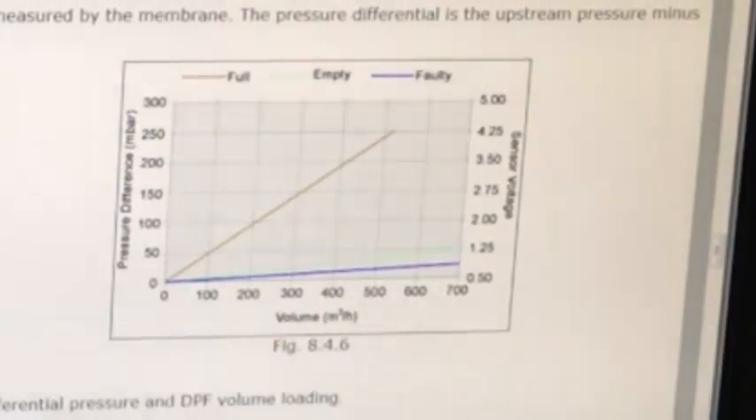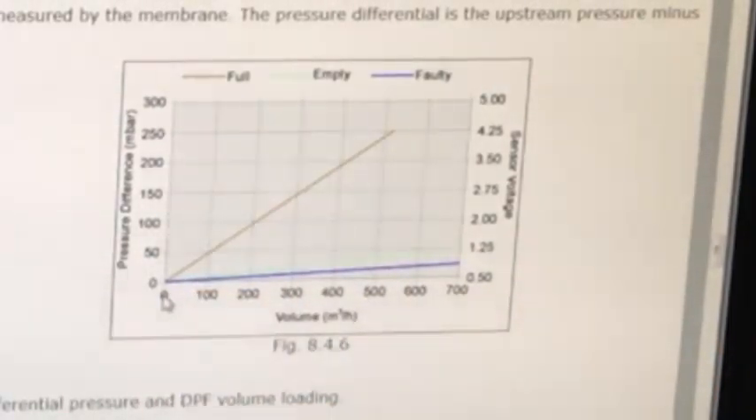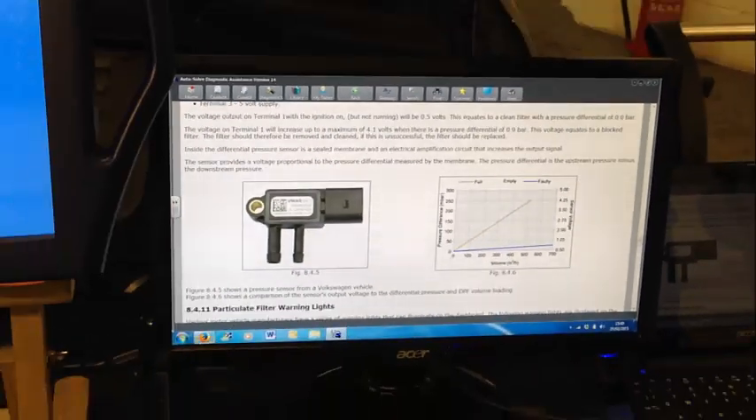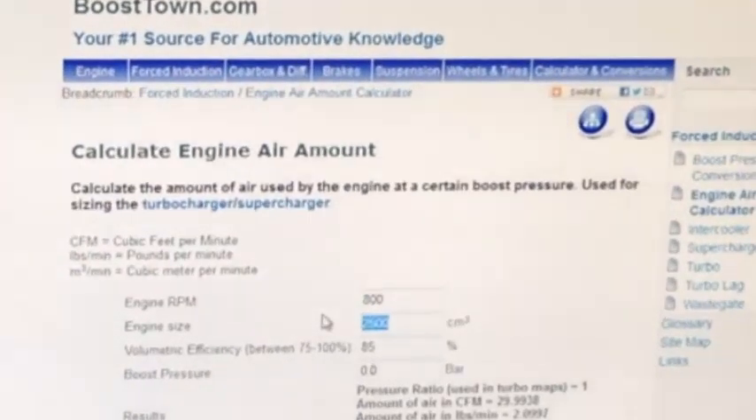speed, about 4,500 RPM. So along the bottom here, we need to work out the volumetric efficiency, or the gas producing air pump, I suppose, would be a good way of describing it. The air pump capability of this engine. There are lots of calculators on the internet, and we've got one from Boosttown.